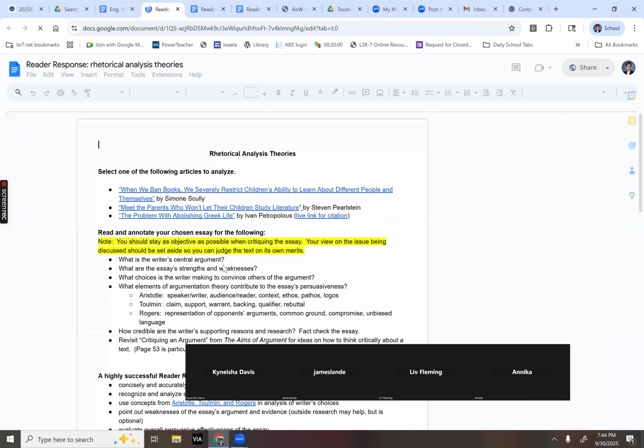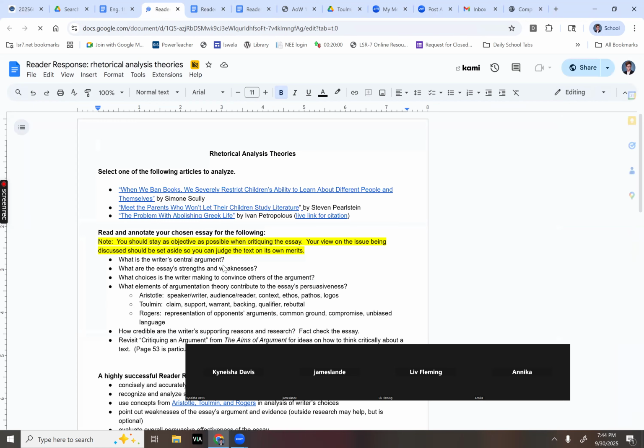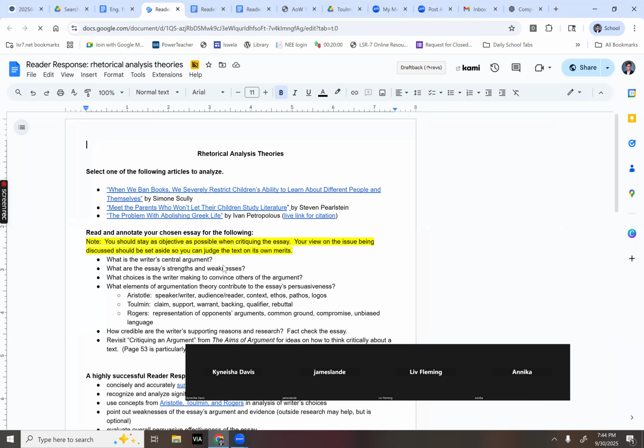Okay, for our next writing assignment, you're going to be applying what you've learned about argumentation strategies to the particular text that you are reading. So what you're going to do is, it says at the top, you're going to select one of the following articles to analyze. I'll read the titles here. It says, when we ban books, we severely restrict children's ability to learn about different people and themselves. Or the next one, oh, dagger to the heart, meet the parents who won't let their children study literature. Kind of similar to that article we just read.